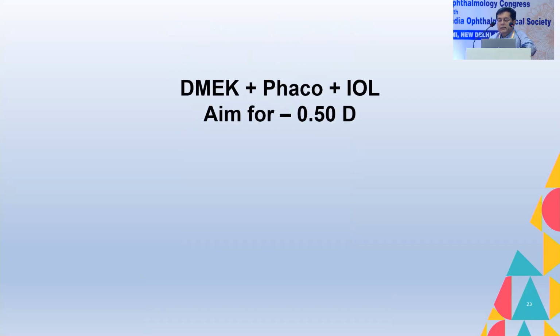In DMEK the calculation is again a little similar, but here the hyperopic shift is just about plus 0.5, so you take a target of about minus 0.5. So DSEK and DMEK are a lot simpler than a PK.